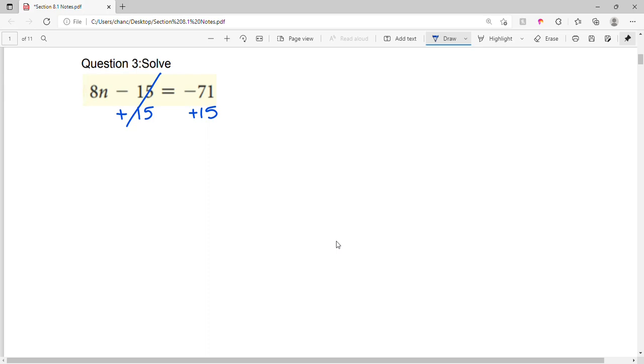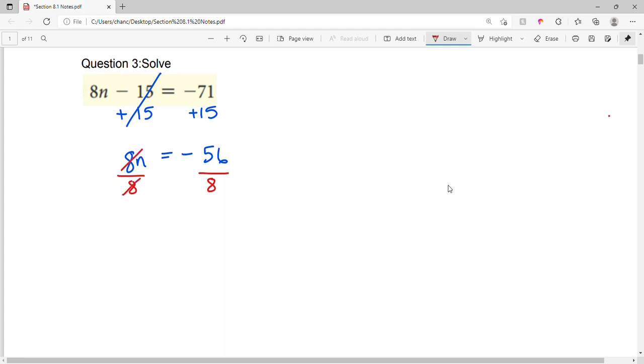And of course, negative 15 and 15 will cancel out. We have 8n is equal to negative 71 plus 15. On the right, we have negative 71 plus 15. That's negative 56. Now we have 8n equals negative 56. I want to isolate that n. Let's divide both sides by 8.